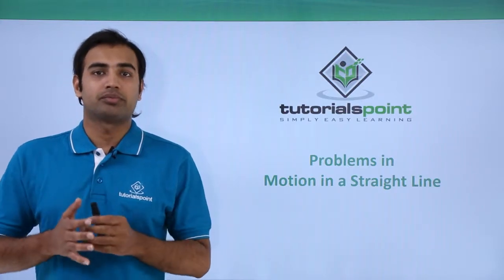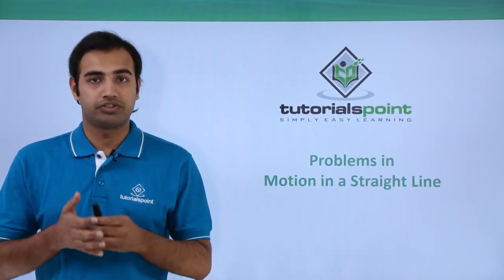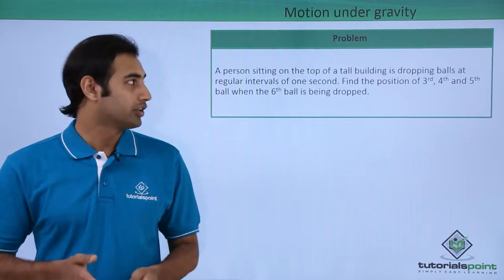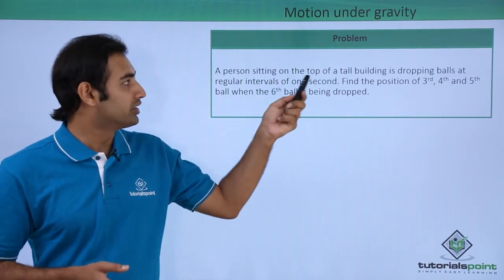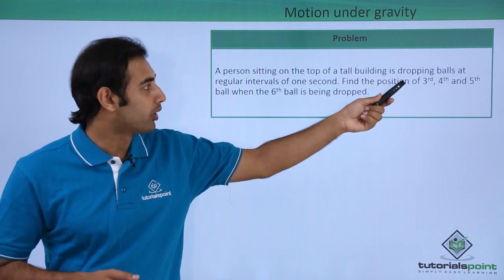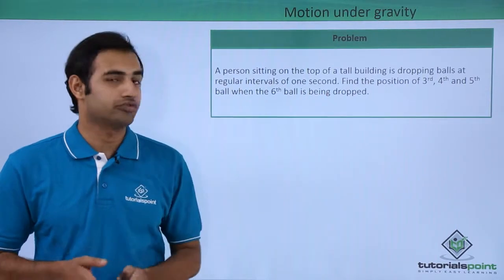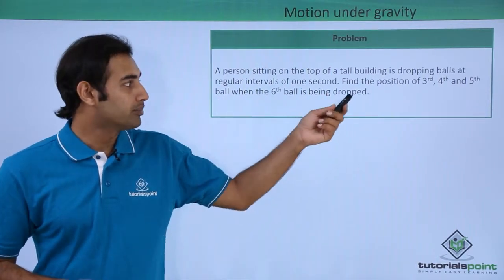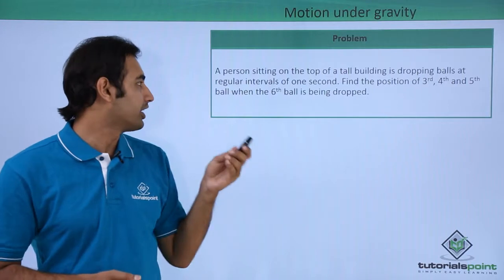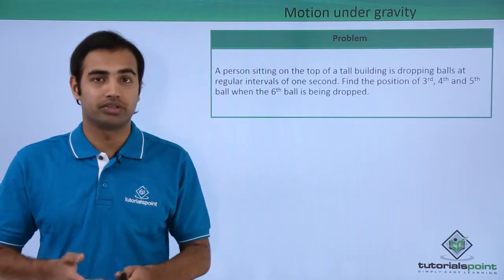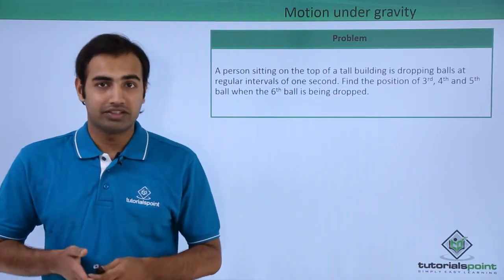Let's talk about another problem. This one is about free fall under gravity. The question says, a person sitting on the top of a tall building is dropping balls at regular intervals of 1 second. Find the position of third, fourth and fifth ball when the sixth ball is being dropped. The question seems fairly straightforward.